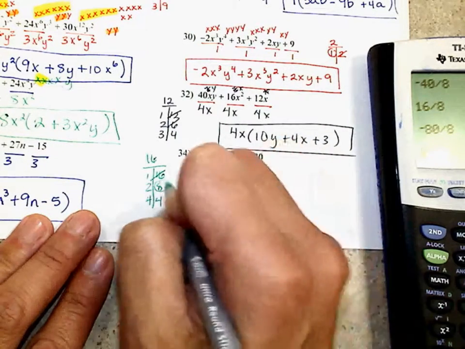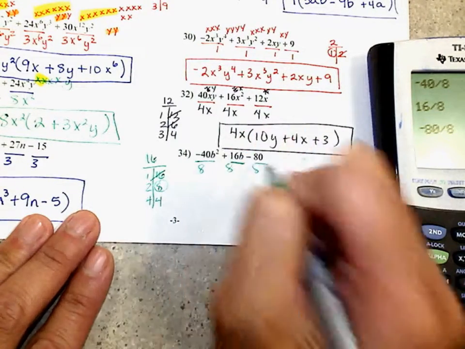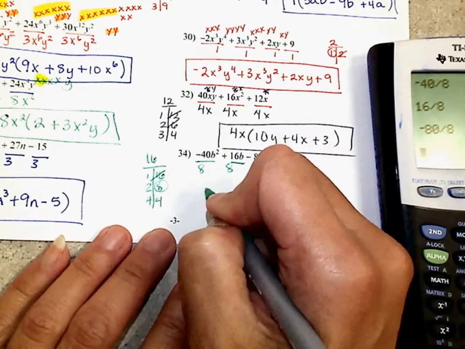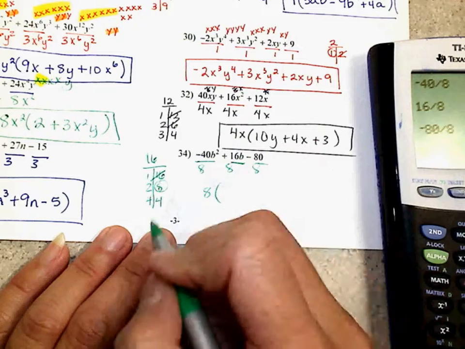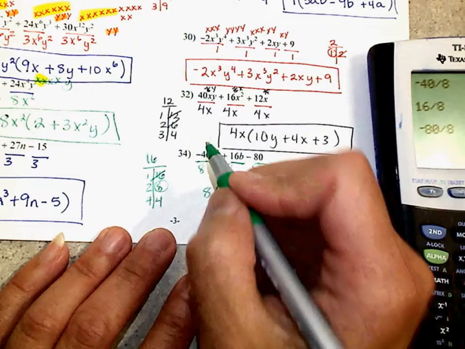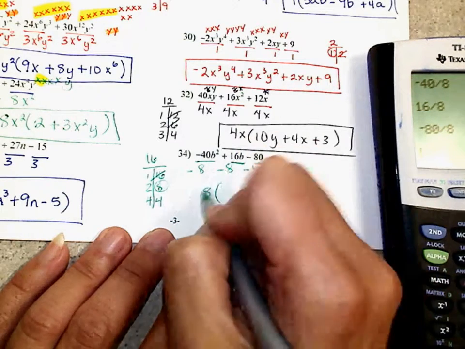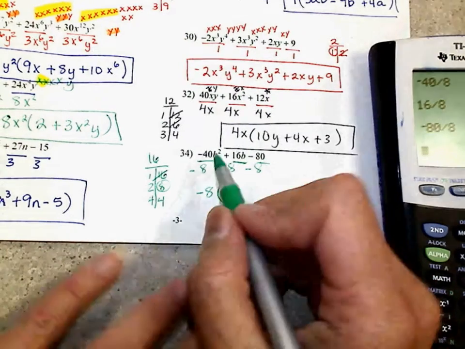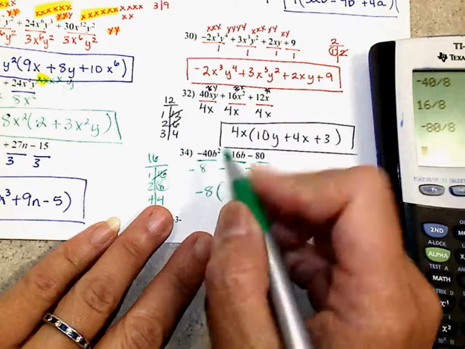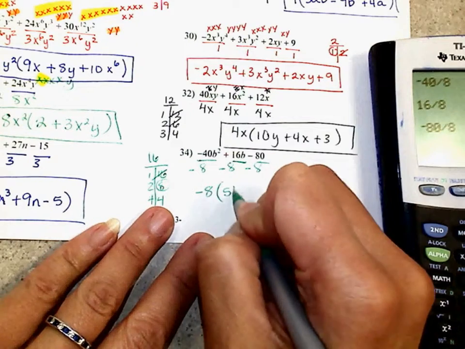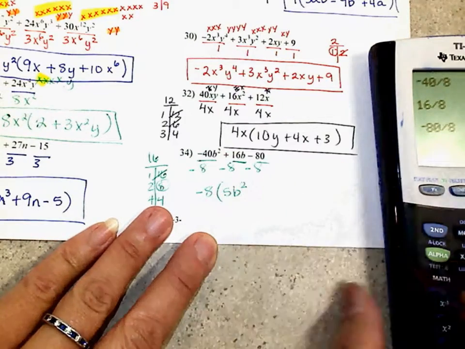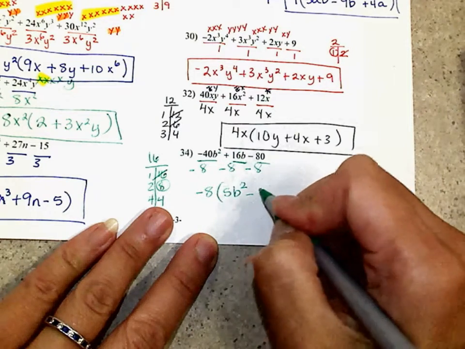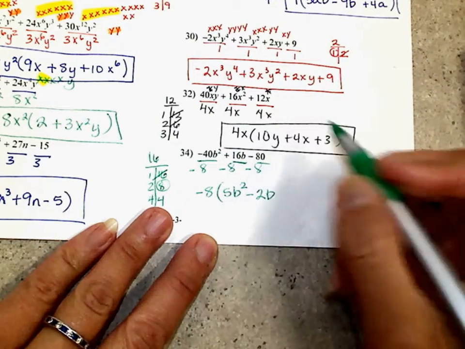Now, what do they have in common? Just 8. When you factor out 8, you can even do negative 8 if you want. Let's do negative 8 just to show you that, but you could do positive. It doesn't really matter. Negative 40 divided by negative 8 is positive 5b squared. Negative 16 divided by negative 8 is negative 2b. Negative 80 divided by 8 is positive 10.